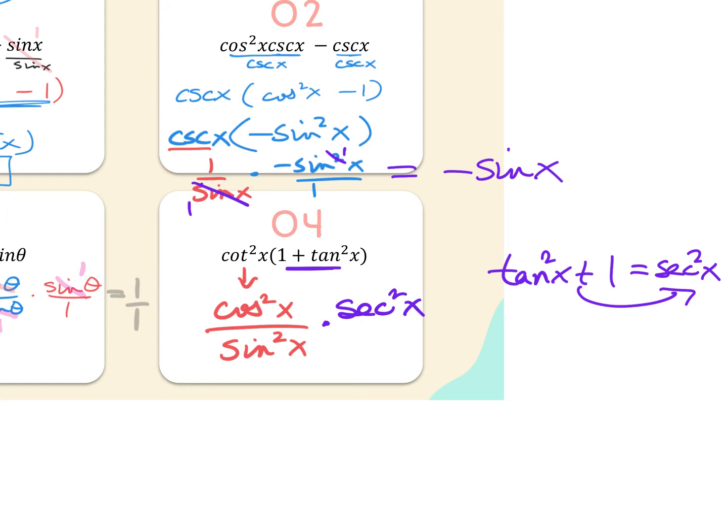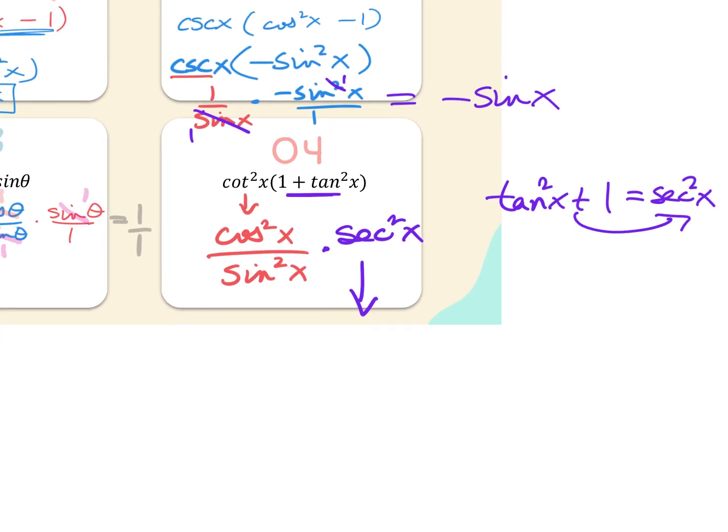And now what I can do is turn this into its reciprocal, which is going to be 1 over cosine squared. And I still have the rest.